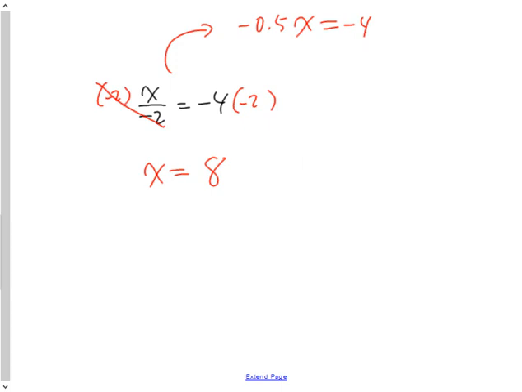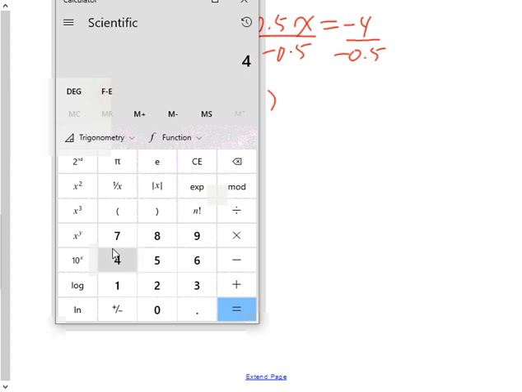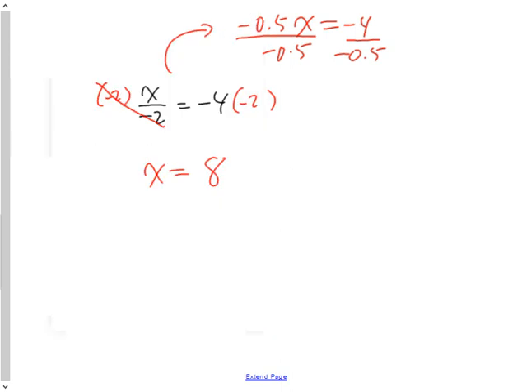Alternatively, if I had interpreted it this way and I divided both sides by negative 0.5, and took my calculator, and said, what is negative 4, or just what's 4 divided by, I got a new calculator here, 0.5, the answer is 8, and since a negative divided by a negative is a positive, our answer is positive 8.